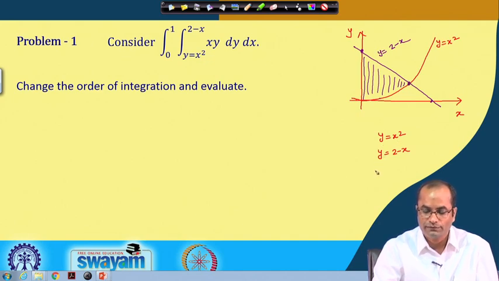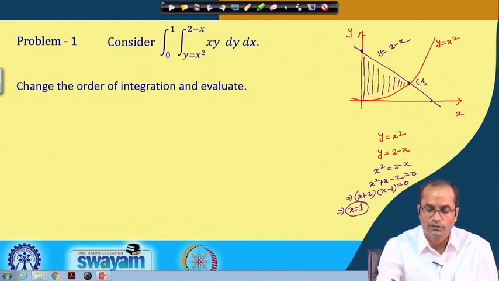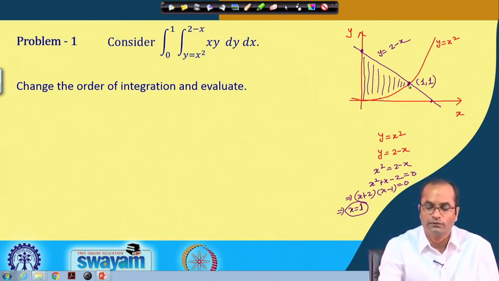So, here if we put x square equal to 2 minus x, then we have x square plus x minus 2, that means we have x plus 2 and x minus 1 equal to 0. So, we have x equal to 1 and minus 2. So, x is equal to 1 and y will also be 1. So, this point of intersection here is (1, 1).